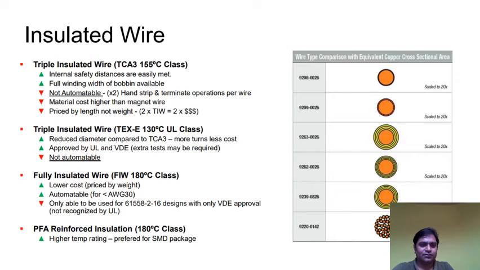The next is the fully insulated wire, FIW 180 degree, class C. This is lower cost, priced by weight, and it is automatable. We can use machines for AWG less than 30. The downside is that it can only be used for designs with BDE approval only. It is not recognized by UL. Then PFA reinforced insulation system is a higher temperature rating, preferred for assembly package.